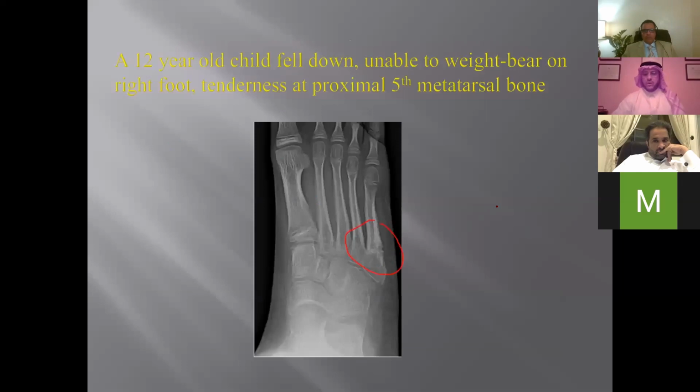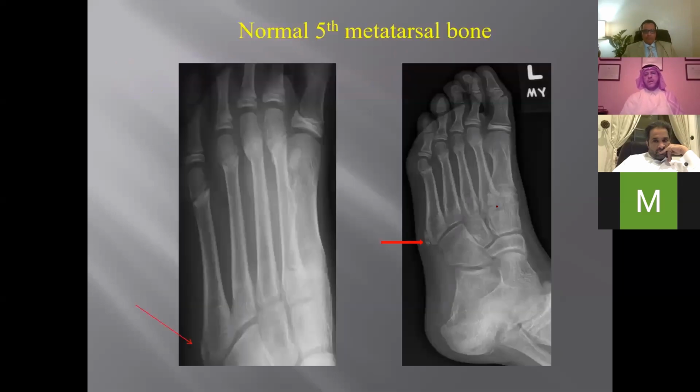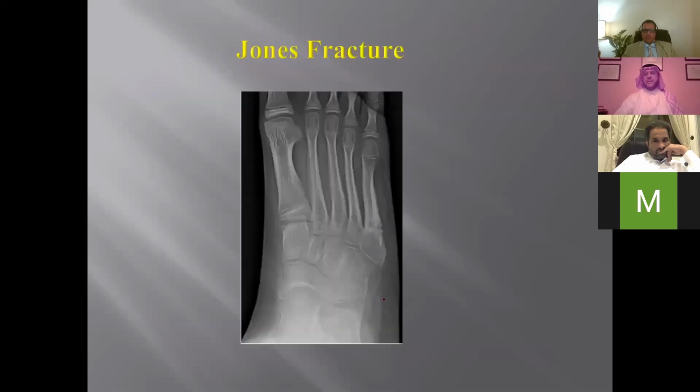But before we talk about this one, let's talk about the normal 5th metatarsal bone for kids. So this is the normal one. If you see this one, this is normal. This is just ossification or apophysis of the base of the 5th metatarsal bone. Again, it's normal, so don't confuse it with a fracture. The previous one was a Jones fracture.